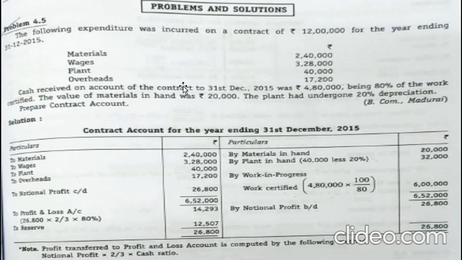The value of materials in hand was rupees 20,000. So the materials used in the beginning of the year is 2 lakh 40,000, and the materials which were remaining after the usage in the contract, which are present in hand, are 20,000. Then the plant had undergone 20% depreciation, so depreciation is 20%.